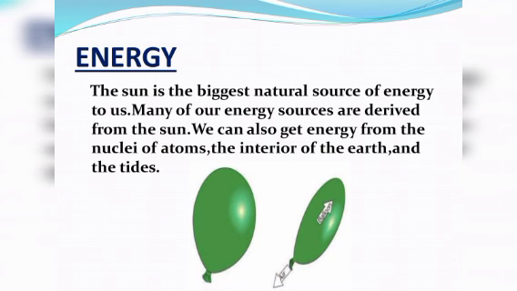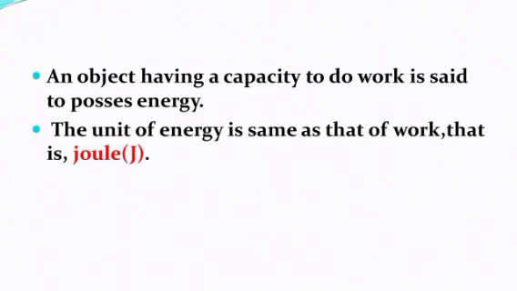Here, the balloon means the object acquires, through different means, the capability of doing work. So, what does it conclude? It concludes that an object having a capability to do work is said to possess energy. Then, what is energy? Energy is defined as an object having a capability to do work. The energy possessed by an object is thus measured in terms of its capacity of doing work, right?